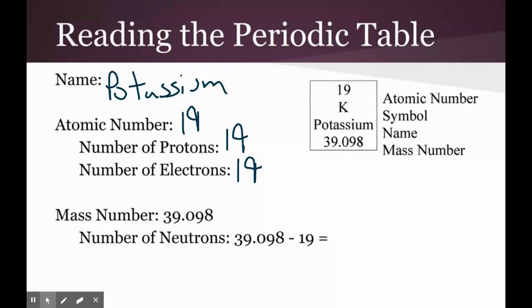Now the mass number is 39.098. To find the number of neutrons, we take the mass number and subtract the atomic number. But remember, we're looking for whole numbers. You can't have a partial number of neutrons. So we're going to round this to 39, and 39 minus 19 gives us 20 neutrons. So using the tile on the periodic table, you should be able to figure out the number of protons, the number of electrons, and the number of neutrons that a neutral atom will have.